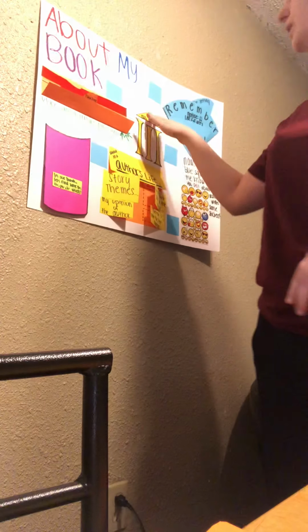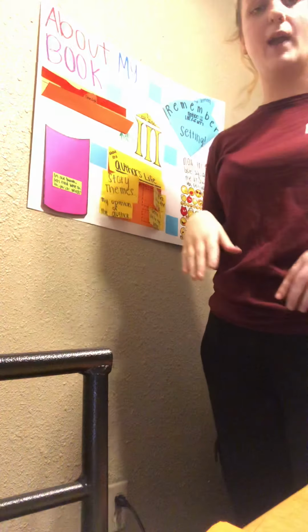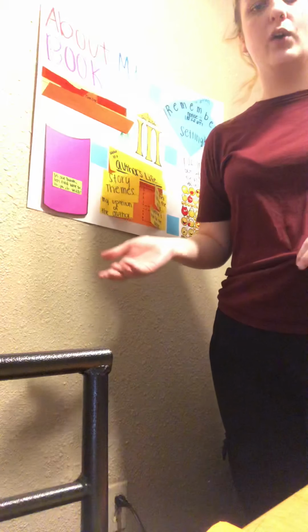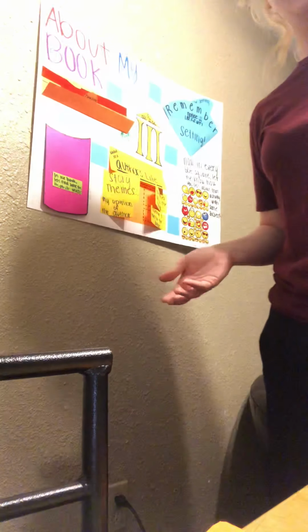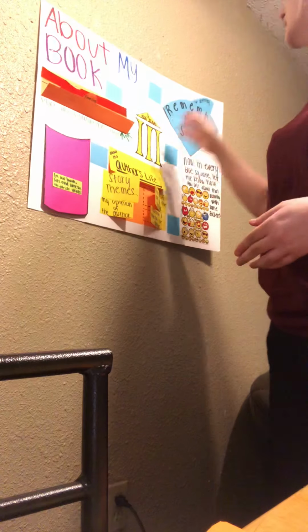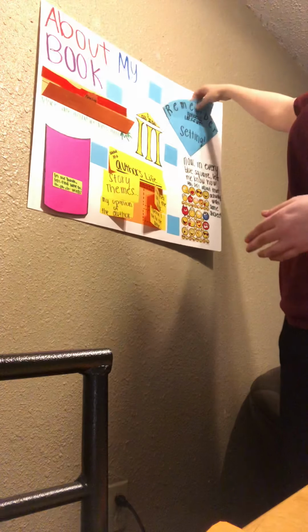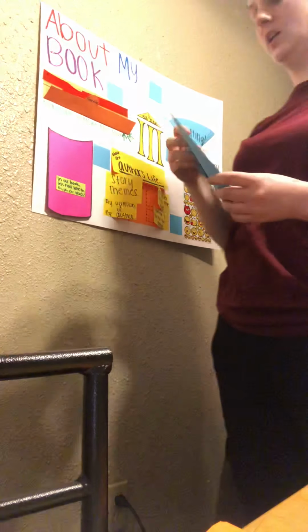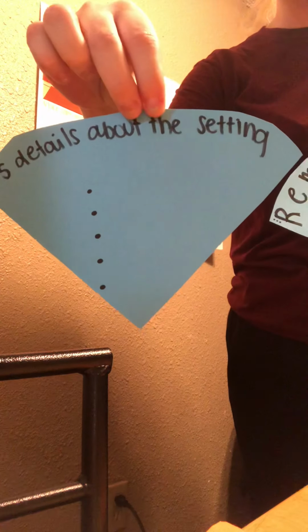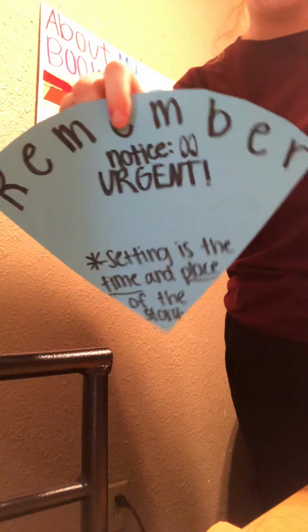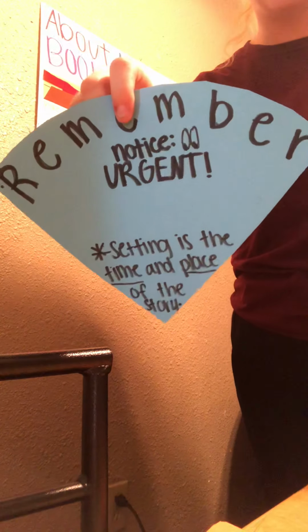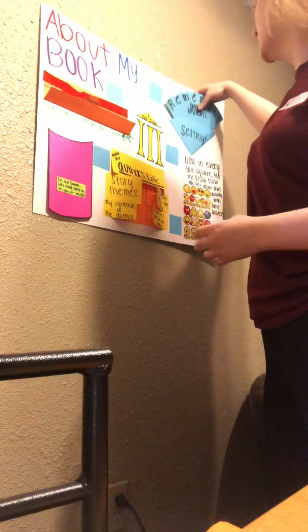Next, I have 3 big ideas. So they would have to choose 3 main ideas or 3 things that they felt were important in their text and write them here. Next, I had an activity dealing with the setting. These pull out. This would be 5 details about the setting with 5 little bullet points. And this was just a note/reminder about the definition of setting and what the setting is.